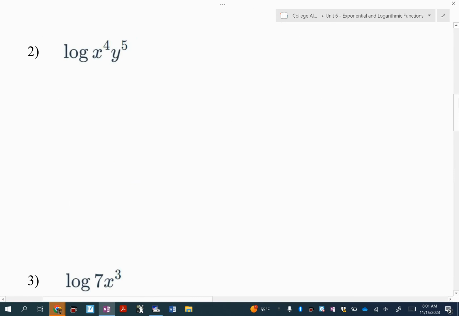Number 2. First thing I notice, remember, think about this as your argument. What operation is between x to the 4th power and y to the 5th power if there's no symbol? Multiplication. So when I see multiplication, I should be thinking addition. All right, so when I'm finished with this, I should see addition in between these two. All right, so let's write our two logs connected by addition.